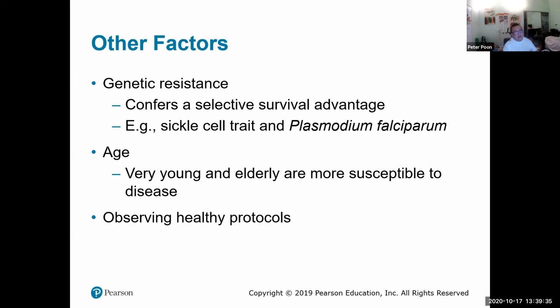To quote one of my favorite shows, Dr. House, the newly bred and the newly dead are much more susceptible to disease. And you see that playing out in the pandemic right now. Most of the people who are dying are the very old.